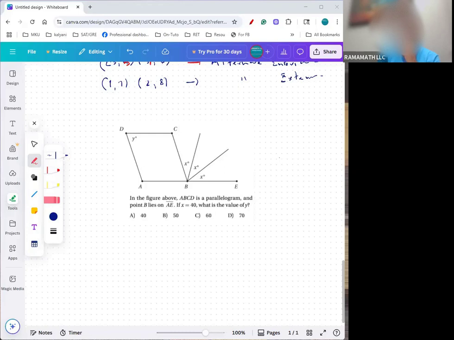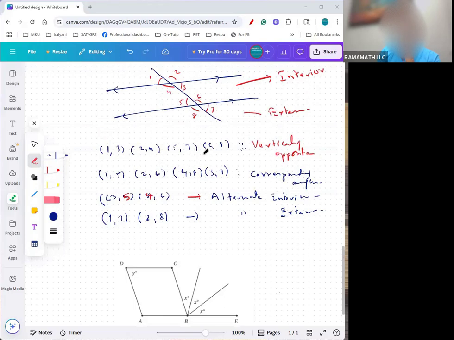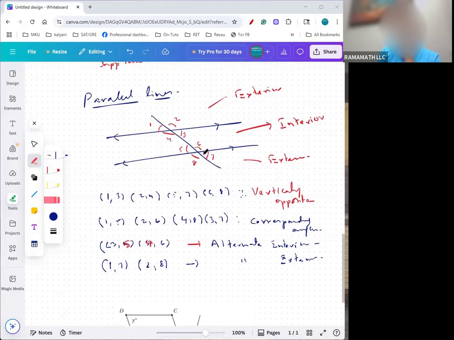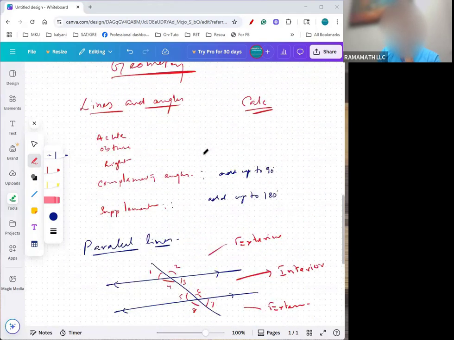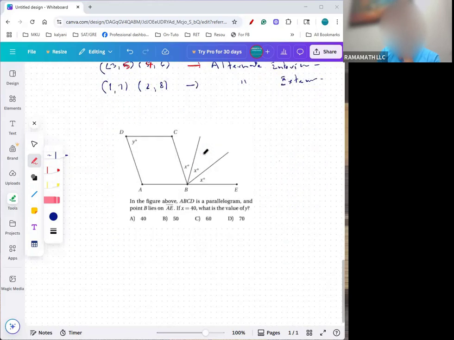Nice. Sorry, I joined in late. What are we doing? Okay, so we're solving the question that was on the screen. We just went over some concepts first, and we're working on the problems now.